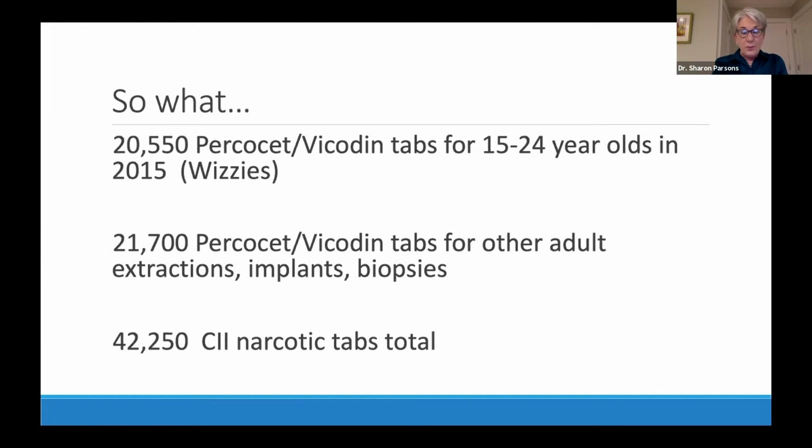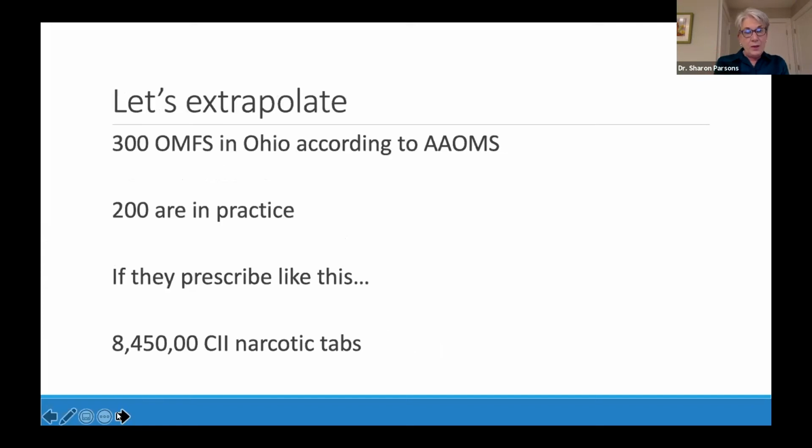Any other adult procedures done in the office, extractions, implants, biopsies, there were 21,700 Percocet or Vicodin tablets. That makes 42,250 class 2 narcotic tablets handed out by one office. So we extrapolated this, and I'm going to give you Ohio because that's where I live. If there are 300 oral maxillofacial surgeons in Ohio, 200 practice, and if they all prescribed like this, that makes 8,450,000 class 2 narcotic tablets.